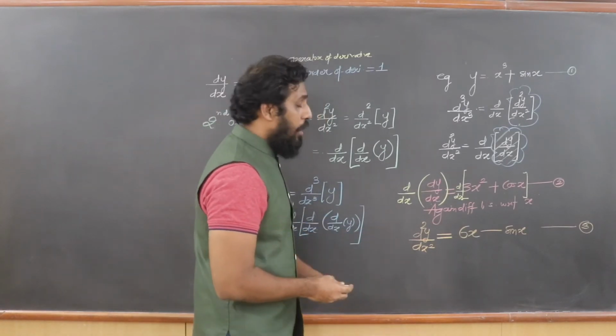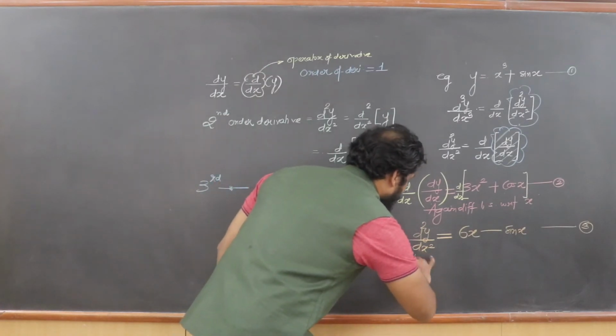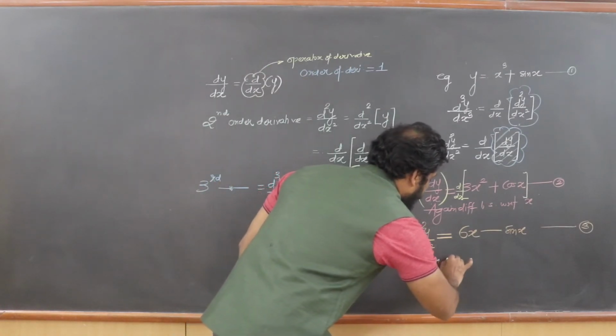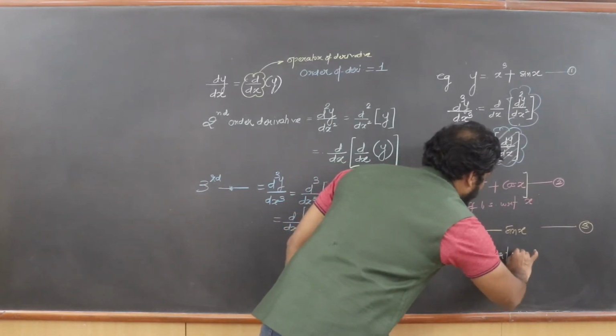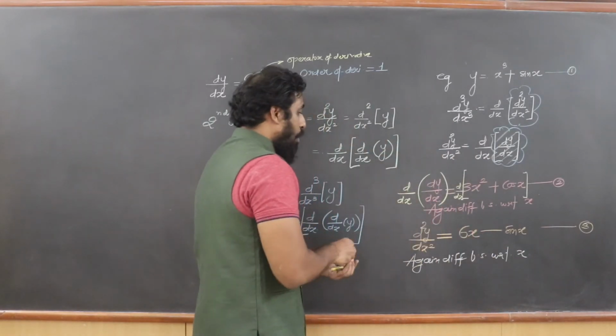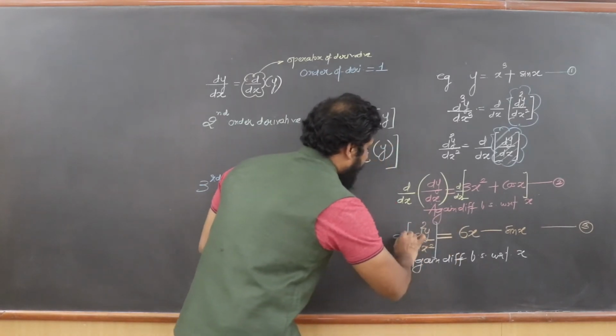Now if I move further and again differentiate both sides with respect to x, what will I be getting? So if I now again differentiate both sides with respect to x, I'll write a bracket and then d by dx.